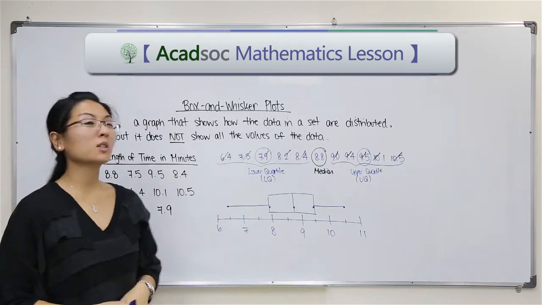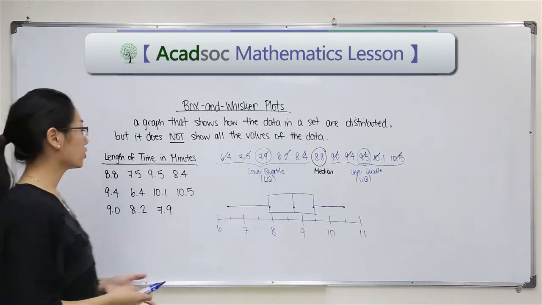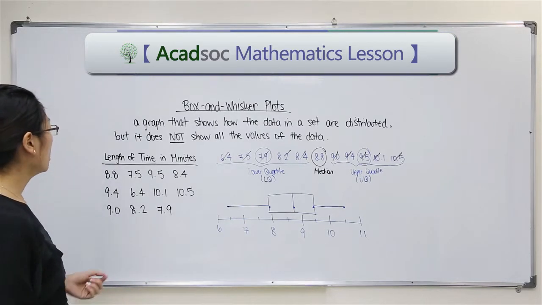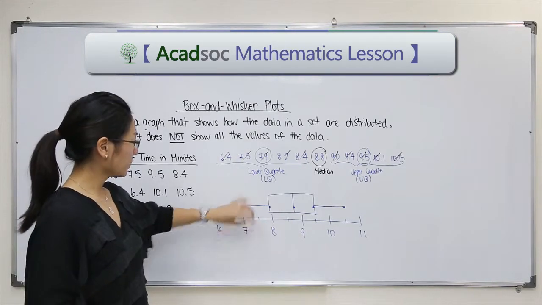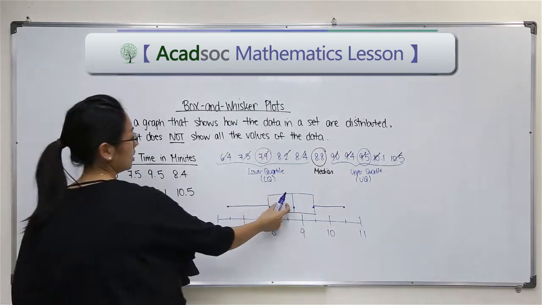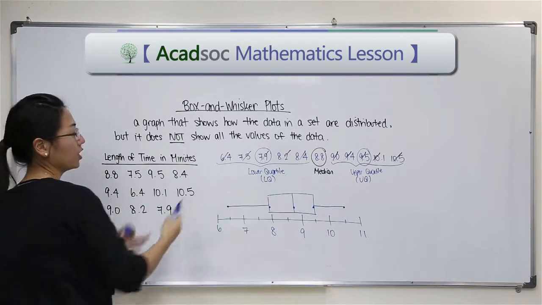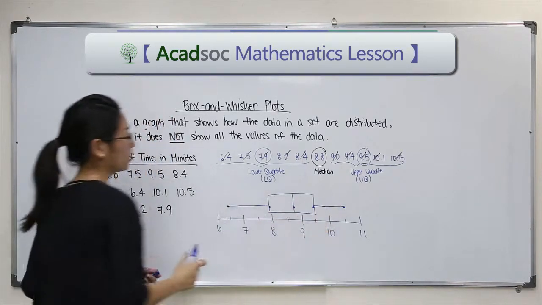Just by looking at the box and whiskers, we can see where most of the data are distributed. So this is the median. A lot of the data are ranging in the lower quartile. This is the range to the lower end. This is the range to the higher end.